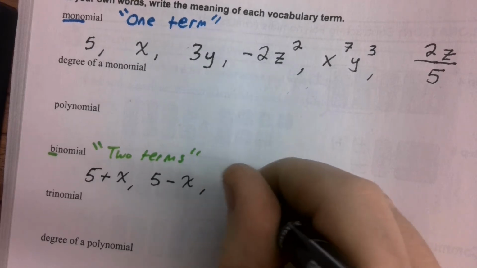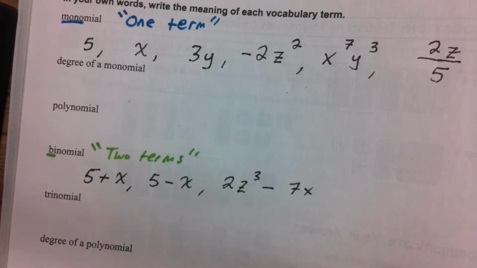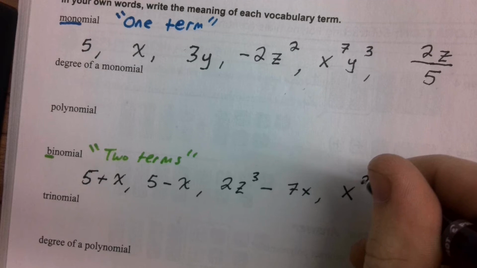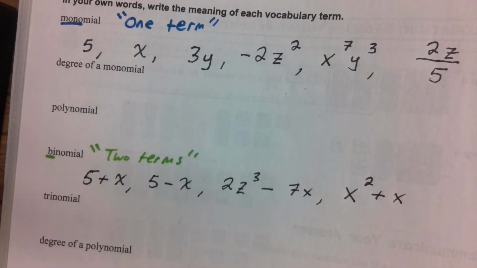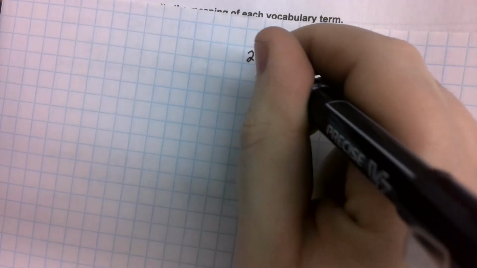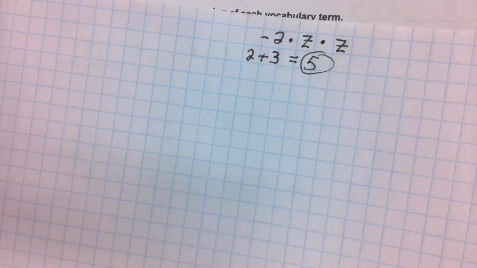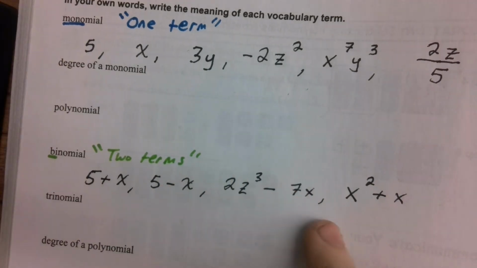Of course, you can get wacky with these as well, like 2z cubed minus 7x. That could be a binomial. You can even have something like x squared plus x. Now, keep in mind, the reason why we call all of these binomials is because they can't be simplified. If I wrote down 2 plus 3, that's not a binomial because this simplifies to just 5. That's one term. None of these can actually simplify any further.